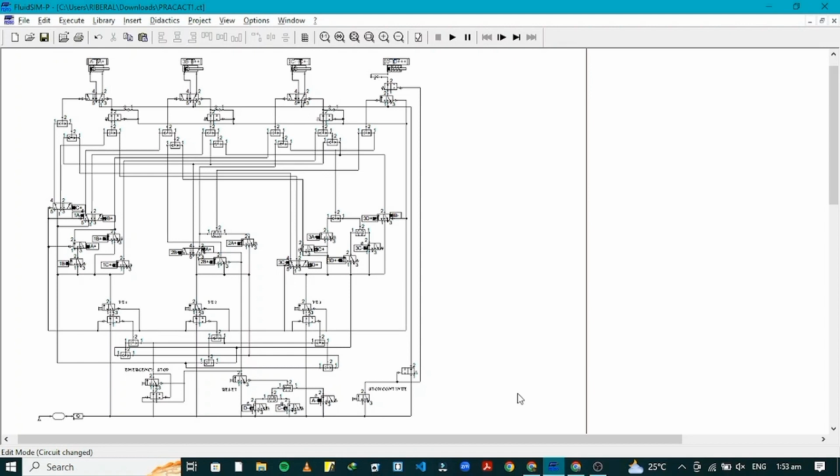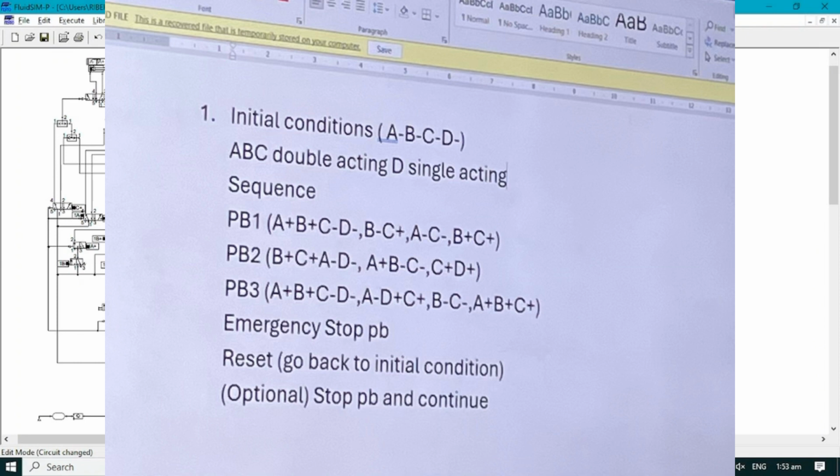And we're from EE-3204. Today, we will discuss our practical activity number 1. As per our professor, the activity has the following conditions. First, it must have 4 actuators. The first 3 must be double acting cylinders, while the fourth one, the letter D, must be a single acting cylinder. All of which must be in their initial position of 0, or fully retracted.